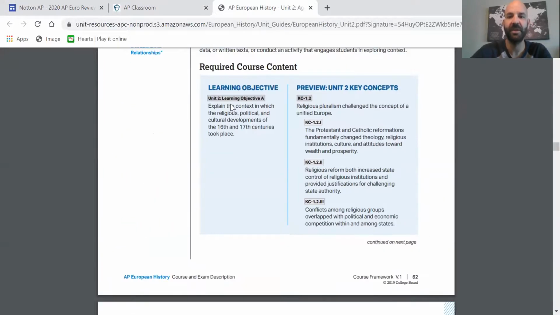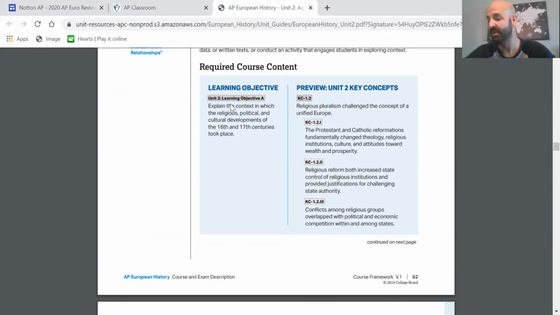All right, so the first part of 2.1 that we're going to look at is just these three points here for those of you who like to follow along in the course description. So basically, we have to explain the context in which the religious, political, and cultural developments of the 16th and 17th century took place. The key word there is explain the context. What was going on that led to that?